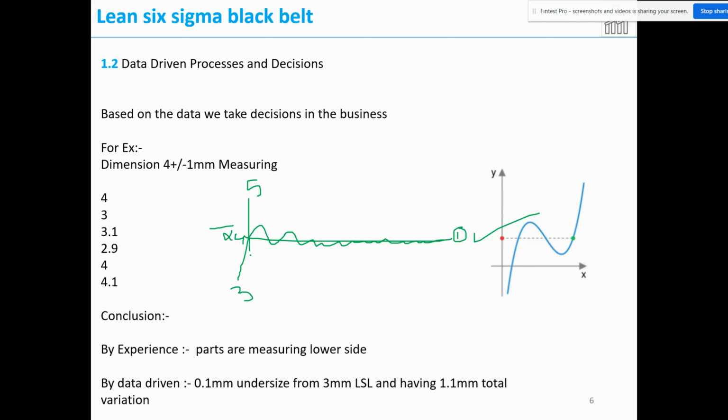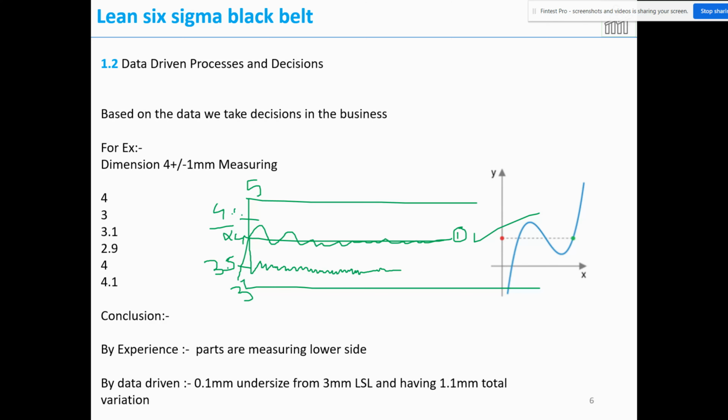Suppose second case, if your data is like this, the parts are measuring around 3.5 mm, and consistently it is producing 3.5 mm. I'm assuming this is the 3.5 middle value, and this is 4.5. So this is an okay process having lesser variation but towards the lower side. We can work on the parameters and try to shift it to the mean. That is the drawing requirement.